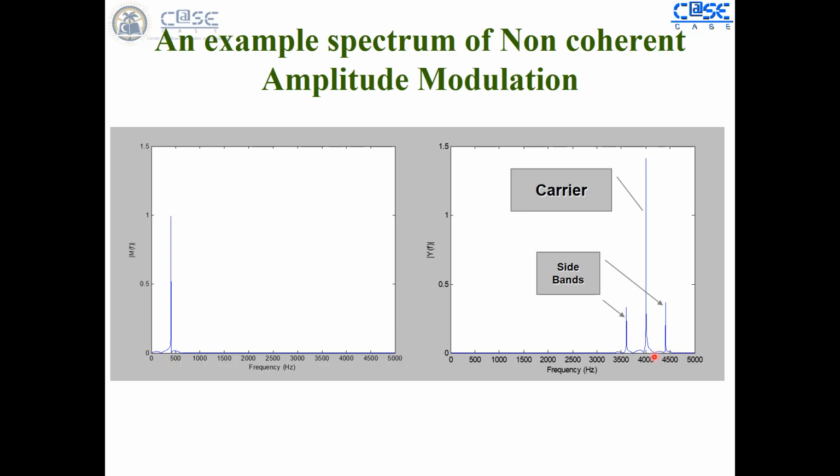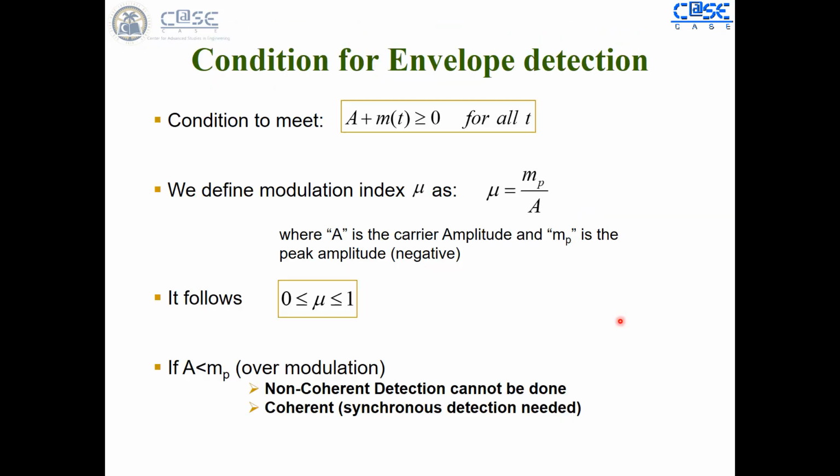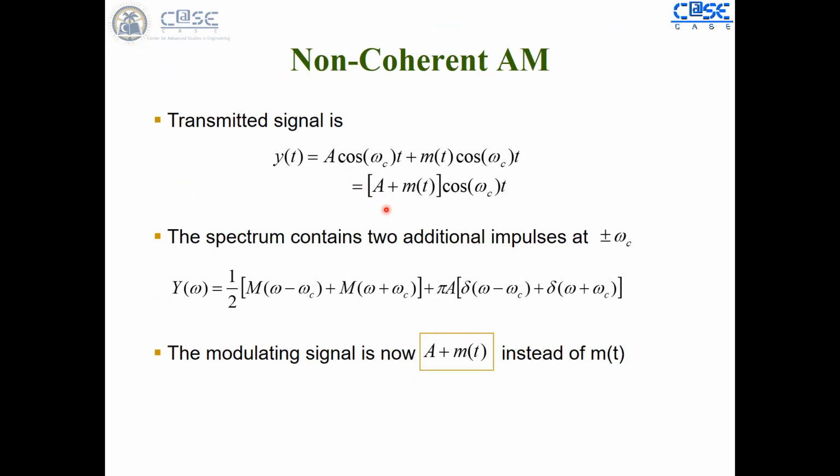So you would see the carrier term there, which is coming out of this term here, A cos omega ct, the spectrum of the carrier term. The other spectrum is because of the second term there, m of t cos omega ct.